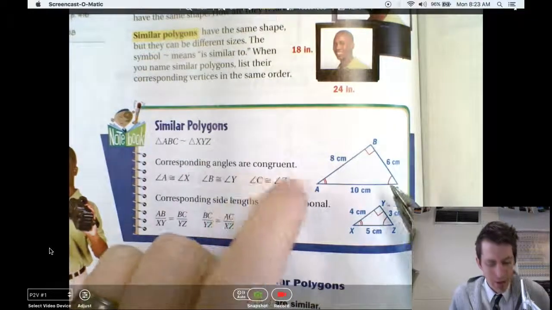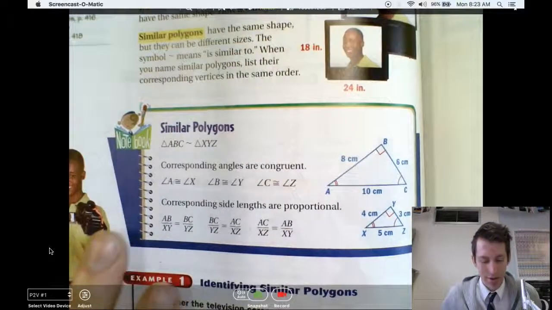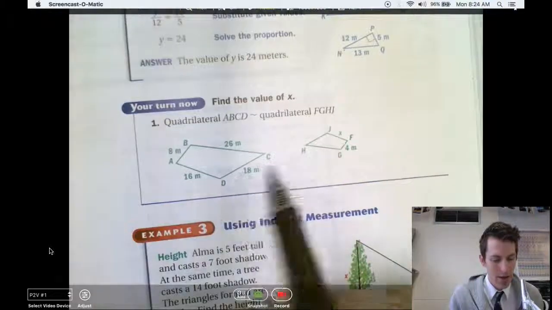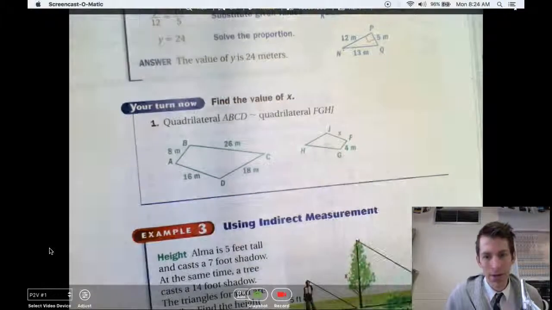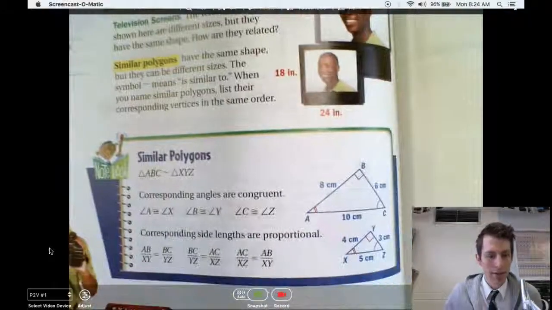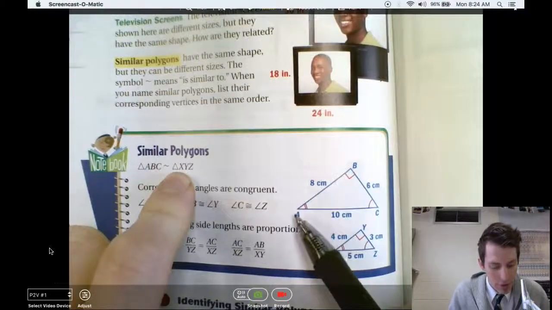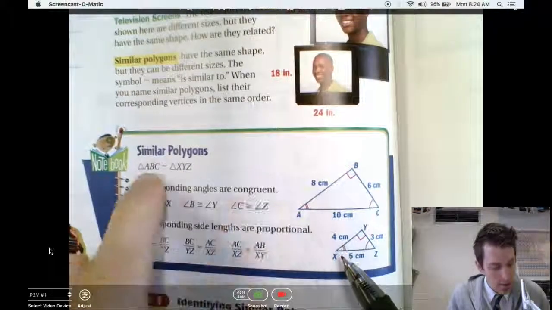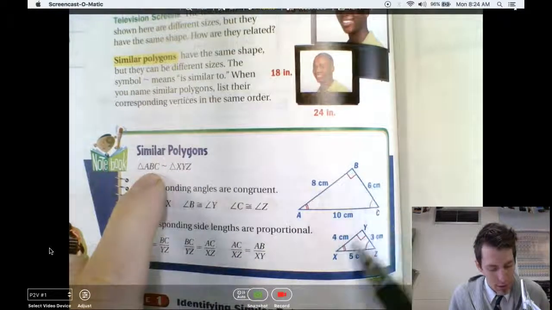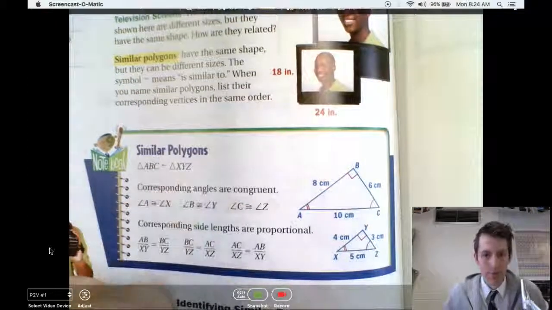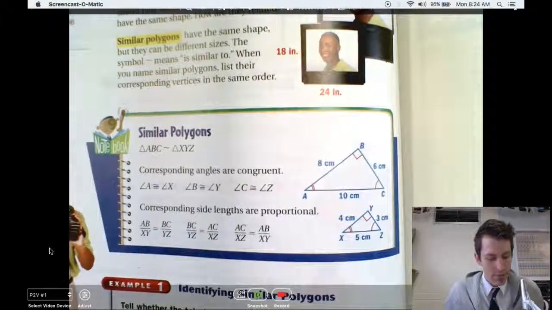Now they've lined these up nicely so that the bases are both on the bottom, like this. But they're not always lined up perfectly for you, like in your assignment or in this example. So when you make a similarity statement, if you tell me something is similar to something else, make sure you've got the right vertices in the same order. So A, B, C, X, Y, Z. Okay? Now, what does this mean?